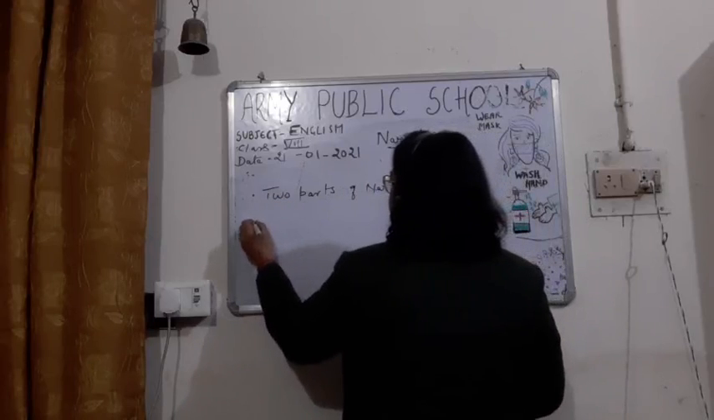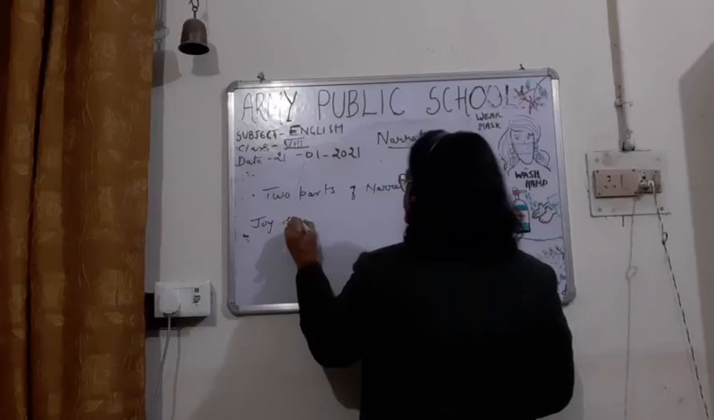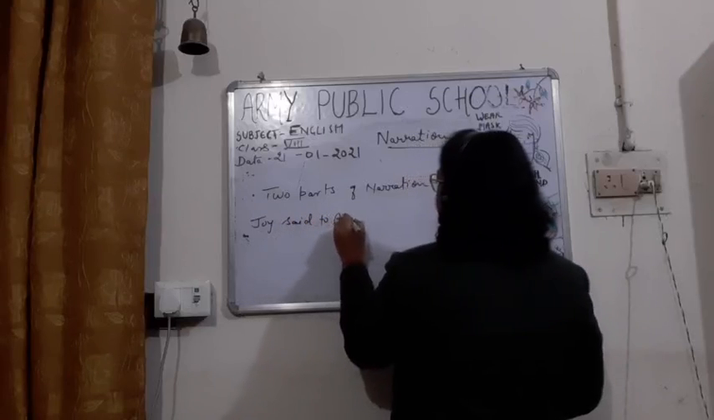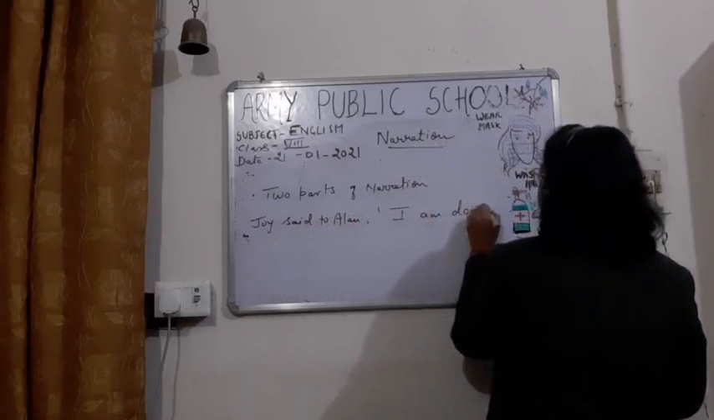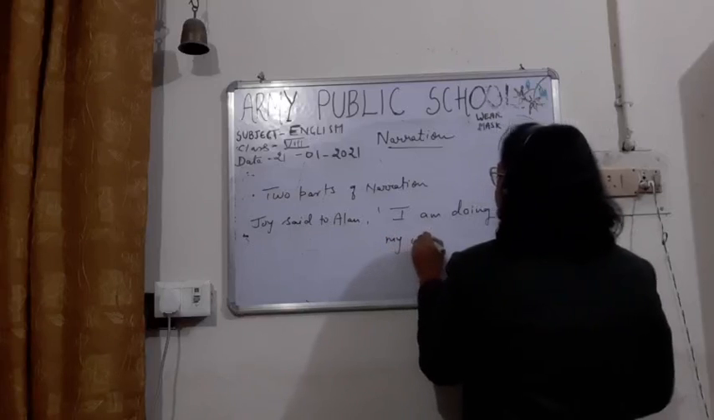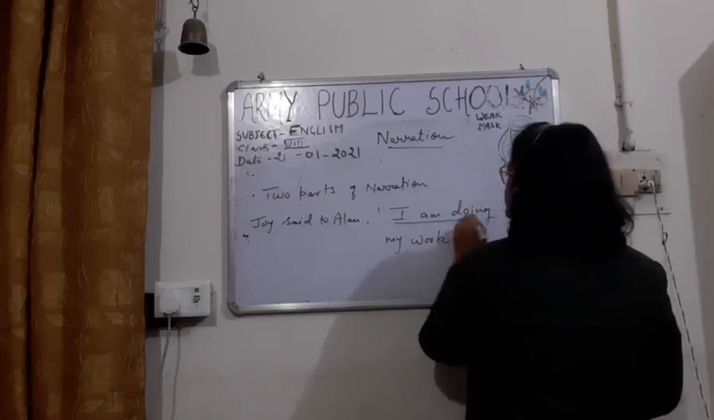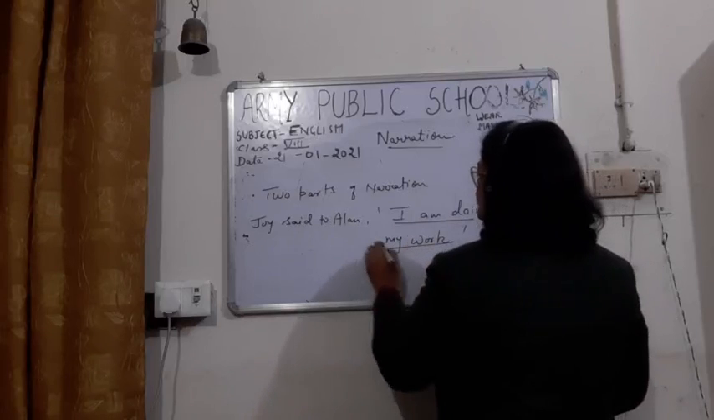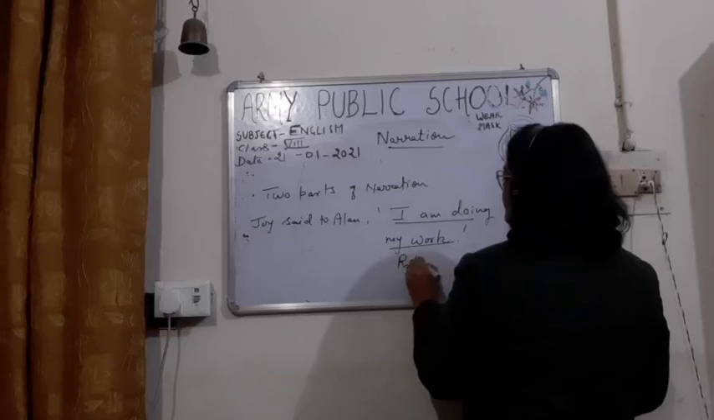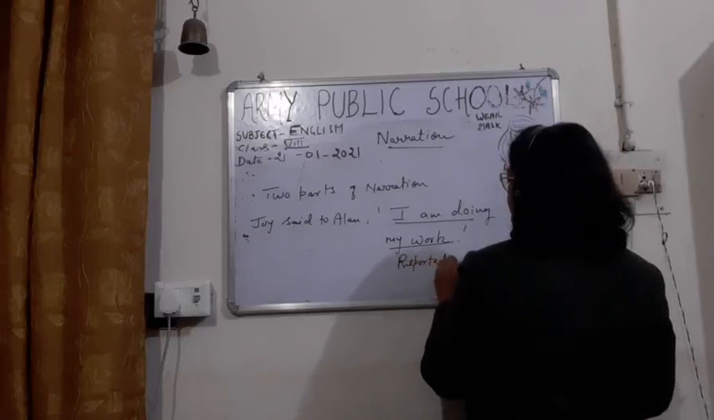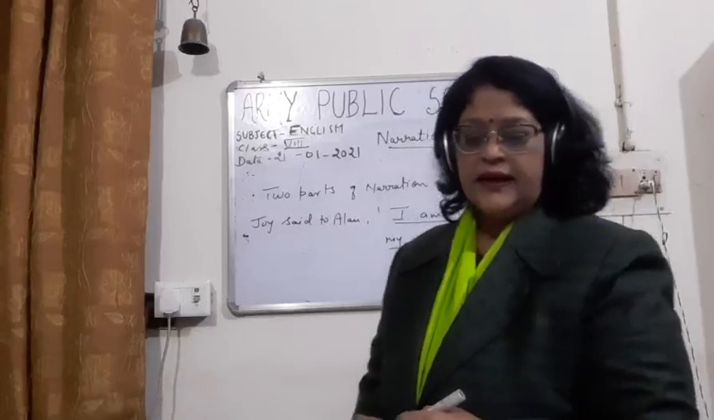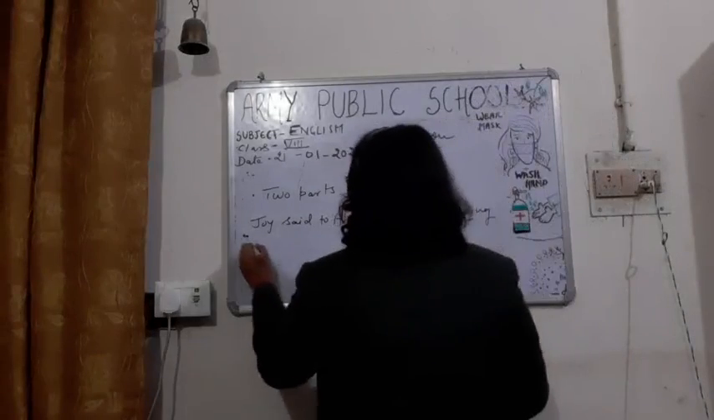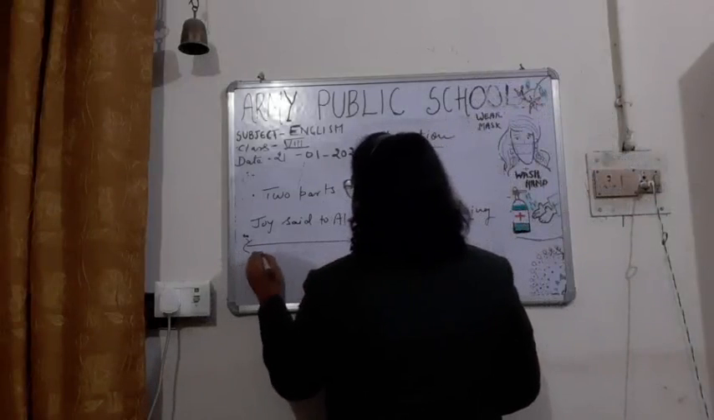Like, Joy said to Alan, "I am doing my work." Okay, this is the reported part, which is there inside the inverted comma. And children, this is the reporting part.